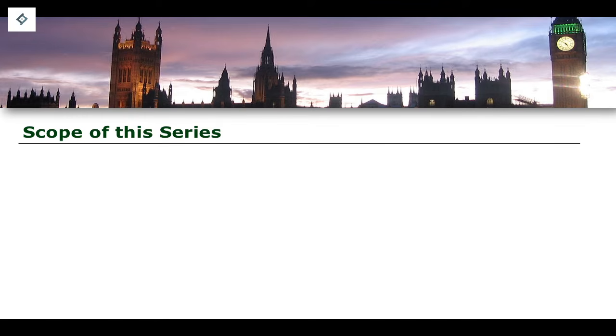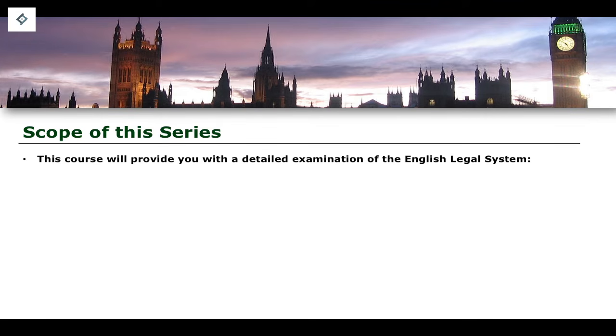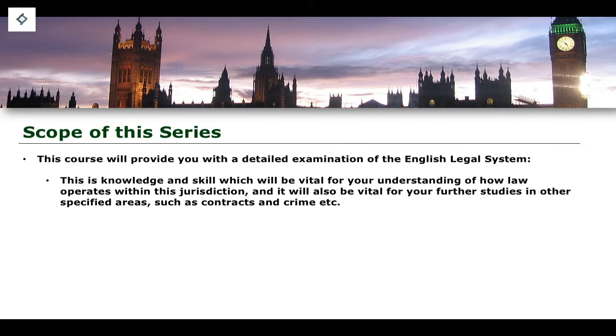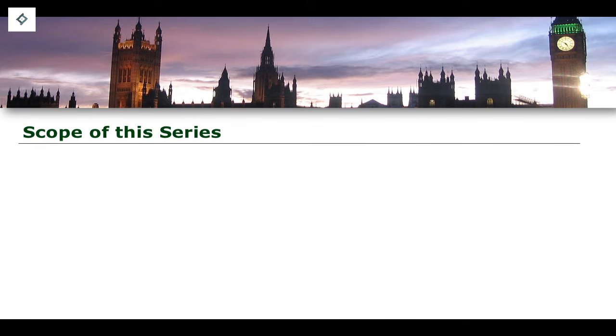And this brings us to the scope of this series. Essentially, what this course will do is provide you with a detailed examination of the English legal system. This is going to be knowledge and skill that is vital for your understanding of how law operates within this jurisdiction. So it's not going to be law that is specific to a particular topic. We're not necessarily going to be focusing all our time on family law or medical law or criminal law. We're going to be focusing on just the way in which law is administered and made generally, holistically, and we might use case studies from all the various areas of law as and when we go.